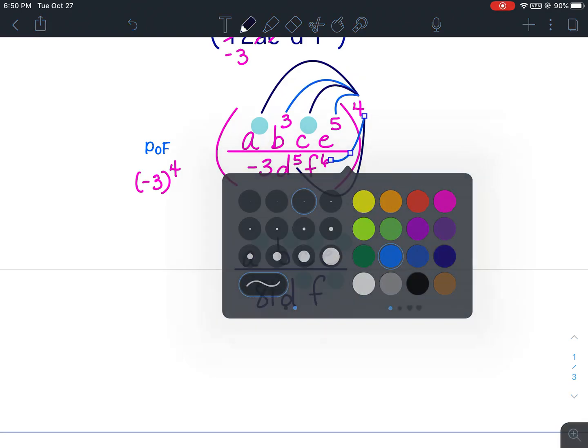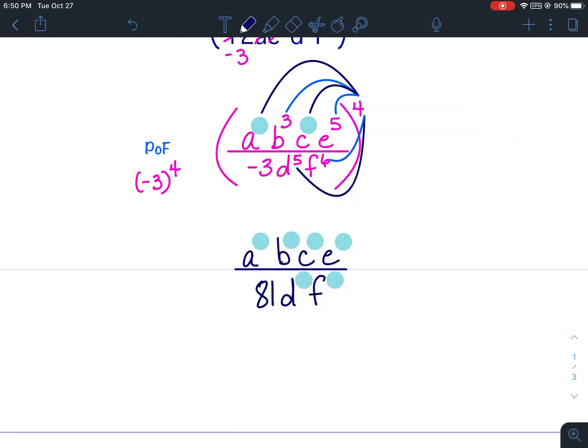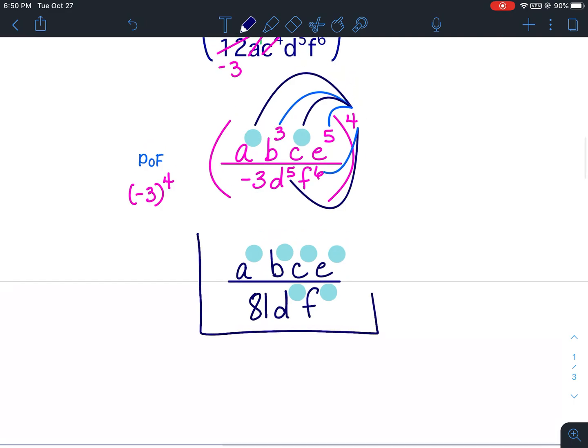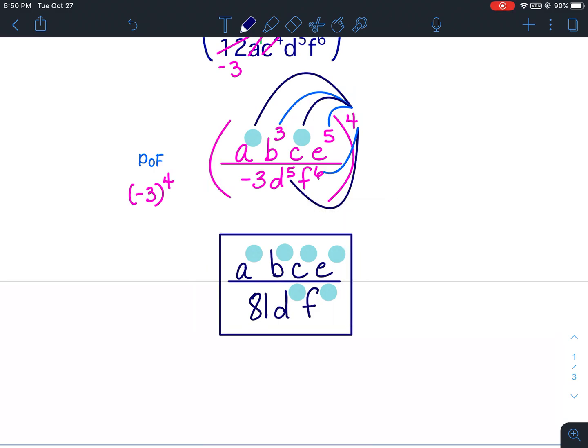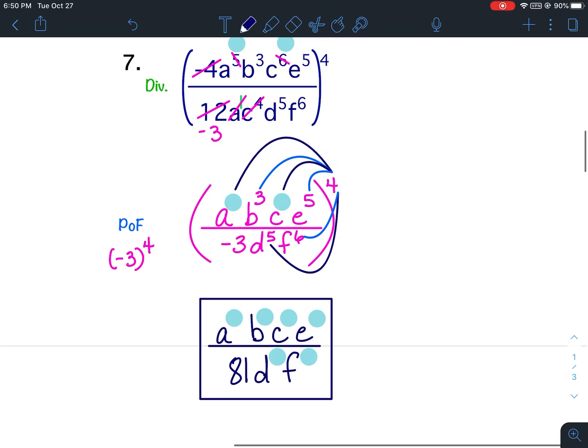So you need to multiply to find the exponent for the D, and you need to multiply to find the exponent for the F. All right, now I know there's a lot for you to do there yourself, but I know you're capable. So you do know that A, B, C, and E are in the numerator. 81, D, and F are in the denominator. So the only thing left for you to do is determine the exponents for each of your variable terms. If you have any questions for problem number 7, let me know.